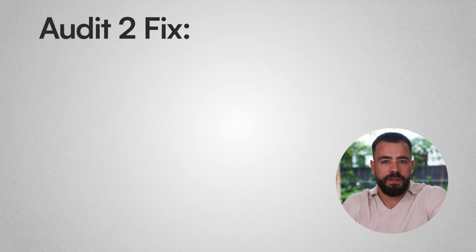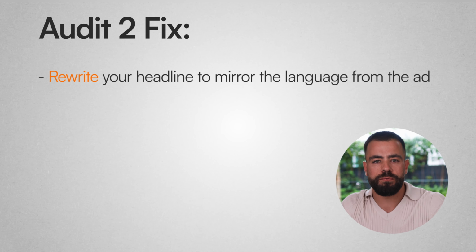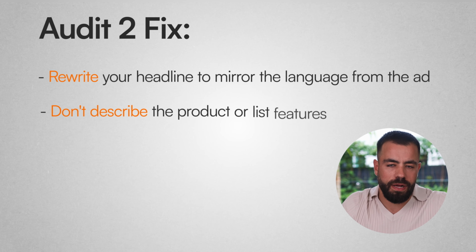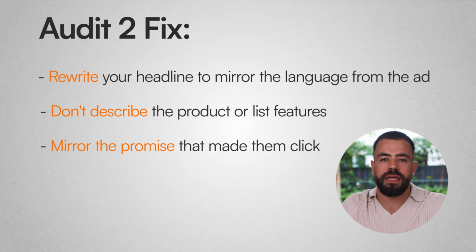And the fix here is simple, because you just need to rewrite your headline to mirror the language from the ad. You aren't describing the product or listing features, you are mirroring the promise that made them click in the first place. Claude can generate that headline for you in that same prompt, and since it costs 10 minutes and $0, the jump in conversion rate is usually massive.